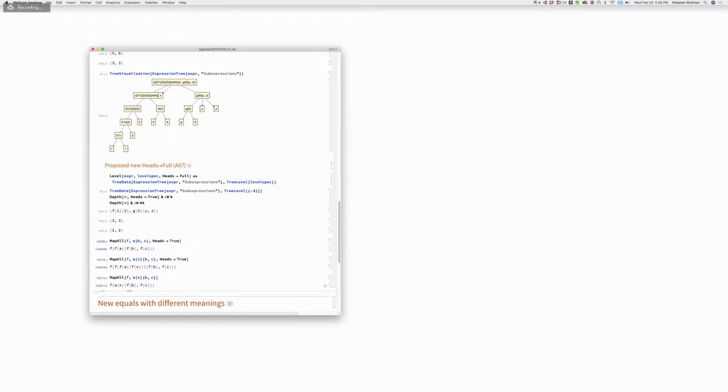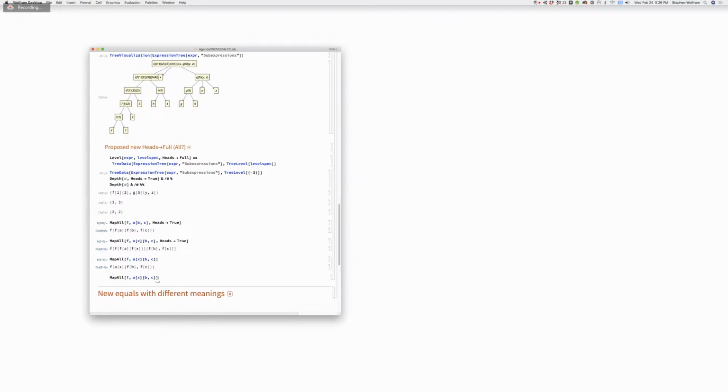Right, but map all applies to all levels, so it doesn't matter how you're measuring the levels, right? The issue is that if you're only counting down from the top, then the only question is, do you enter the heads or not? If you're counting from the bottom, then you need to know how you are measuring the depth. Yes.